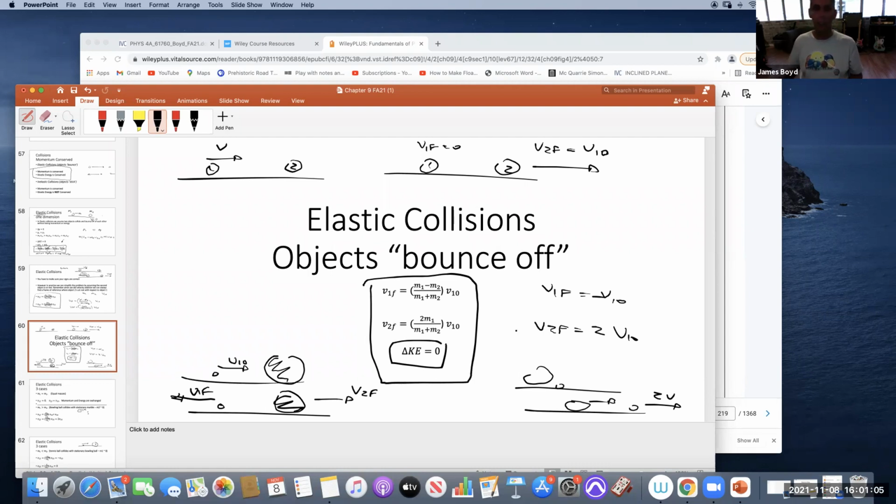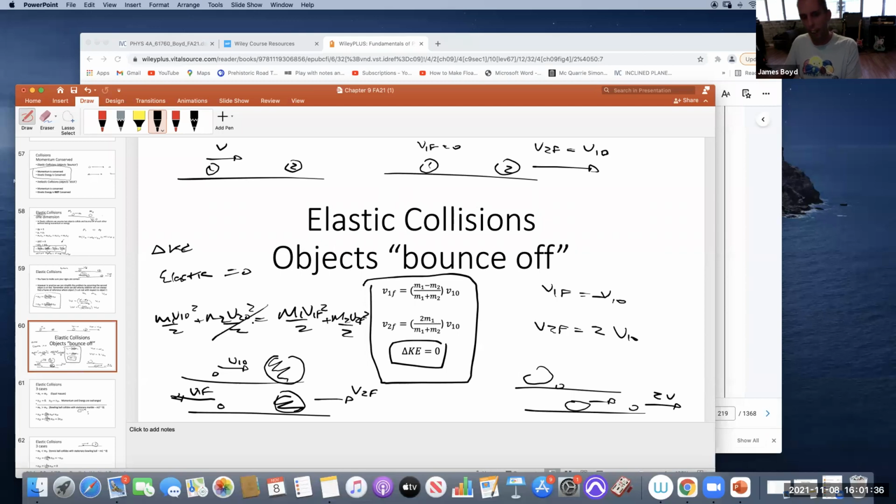Usually what we do is we'll ask something like, what is the change of kinetic energy? If you know it's elastic, you right away just say, hey, it's 0, it's elastic. But you could also prove it because you can find V1 final and V2 final, and then you can write M1 V1 initial squared over 2 plus M2 V2 initial squared over 2 is equal to M1 V1 final squared over 2 plus M2 V2 final squared over 2. You know this is 0, so the kinetic energy has to be distributed between them. It's not bad.